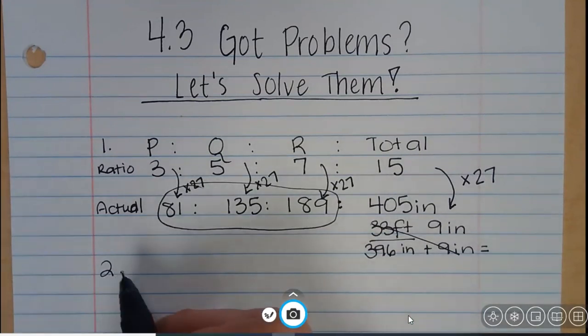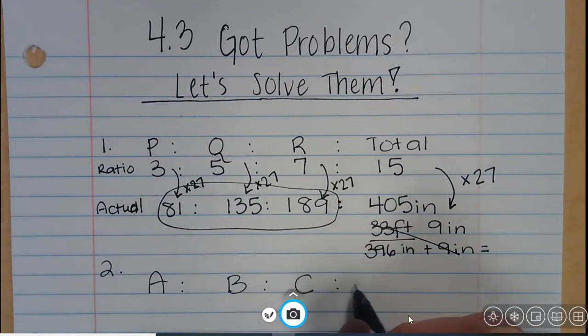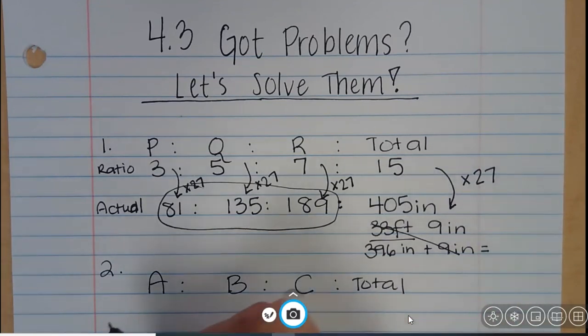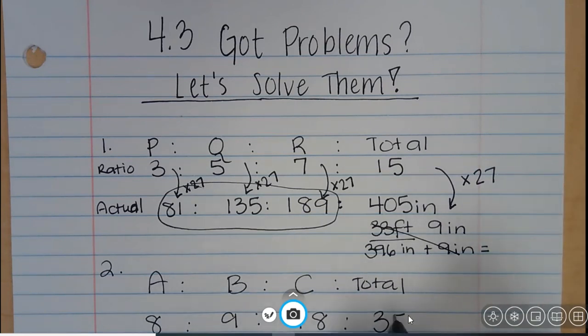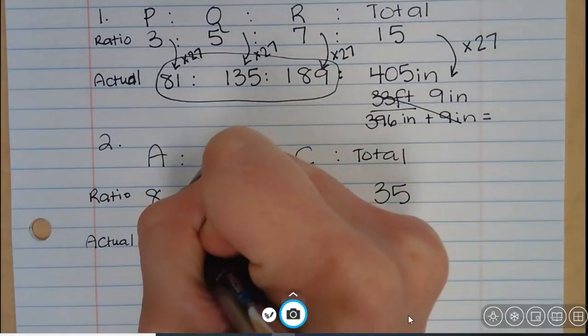And then 2 is very similar. You have Alice, Bernice, and Cheryl with a possible total that you might need. Then you have Alice is 8, Bernice was 9, and Cheryl was 18. And then you can find your total of that, which was 35. And then it says that Alice received 184 stamps. So they won't always tell you that the actual is the total. You need to pay attention to what it's telling you. And in this one, they tell us that the actual is Alice. I still do the same thing.